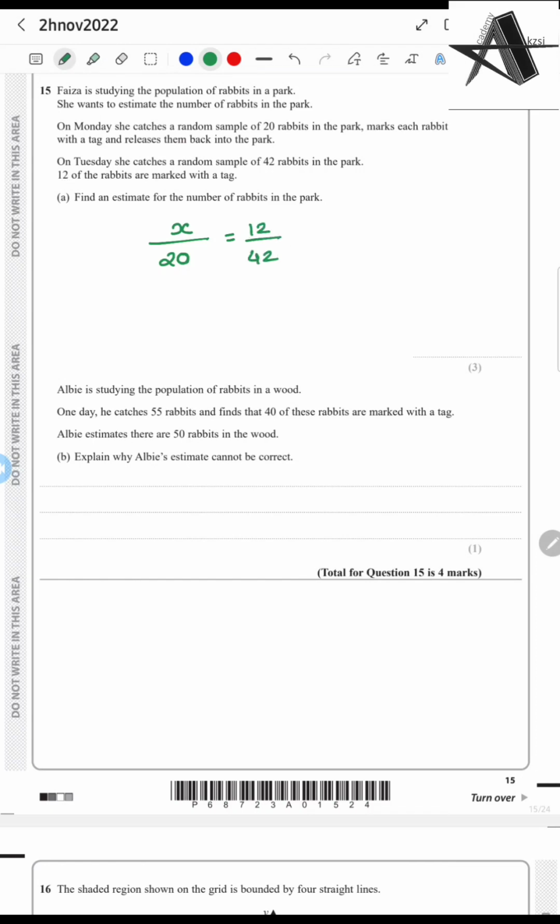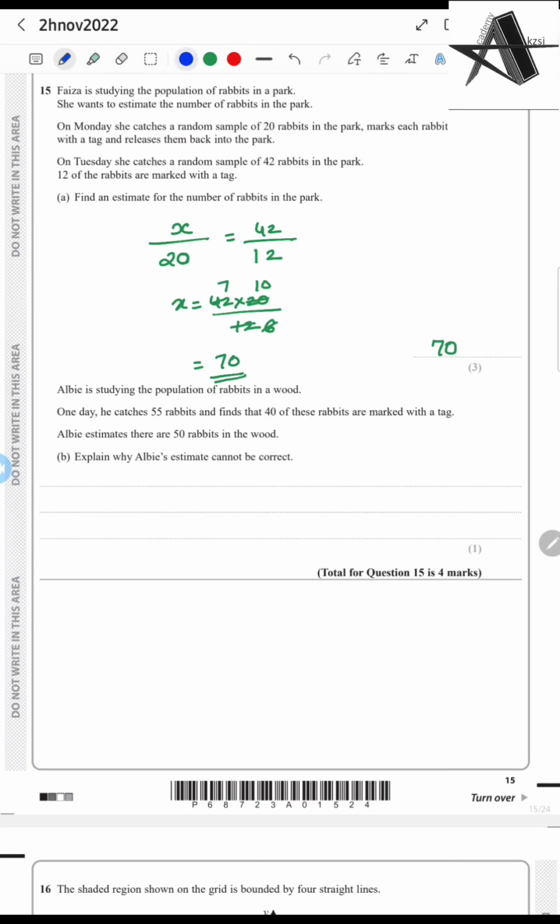First day, so out of the sample, 12 were tagged. On the first day, there were x rabbits, and she caught 20. Now the next day, she caught a total of 42 rabbits, and 12 were already marked. That's the ratio between them. So simple, x is equal to 42 times 20 over 12, which on simplification you'll get 10, 6, 7, that means 70. So the estimate is that the total number of rabbits is 70.